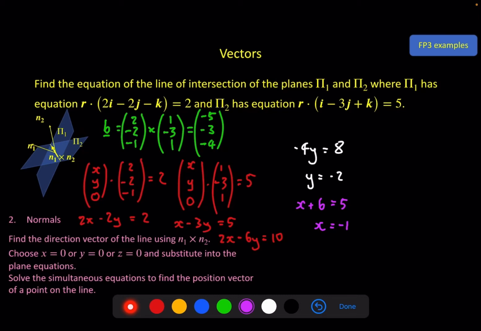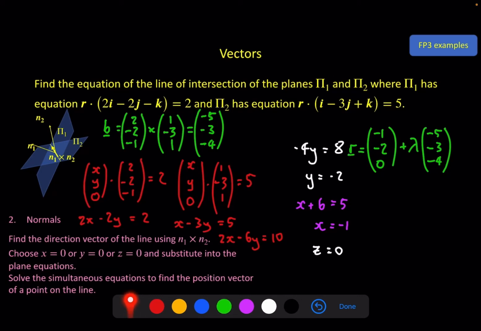And this is both true when z is equal to 0. It's worked out, so we have a point that's on both planes and therefore must be on the line of intersection. And that point is minus 1, minus 2, 0. And we already knew the direction vector from the beginning with the cross product. And this is our line equation.